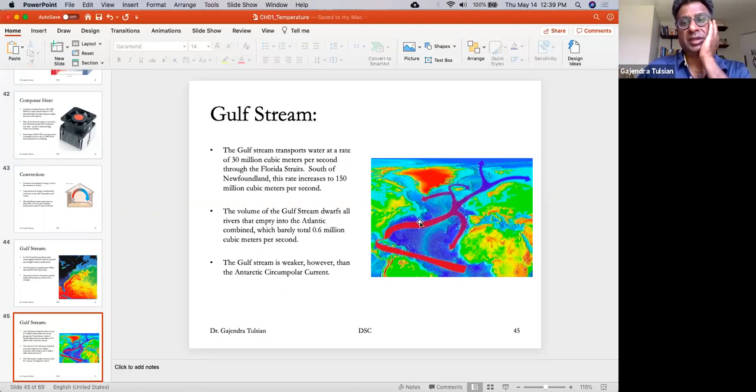And this stream of warm water, the volume of the Gulf Stream dwarfs all rivers that empty into the Atlantic Ocean. So what is all emptying into the Atlantic Ocean? The Mississippi, the Amazon, and so on. Those are the two big rivers. And those two rivers only empty about 1 million cubic meters per second. So this river transports 150 times more water than the Mississippi and the Amazon.